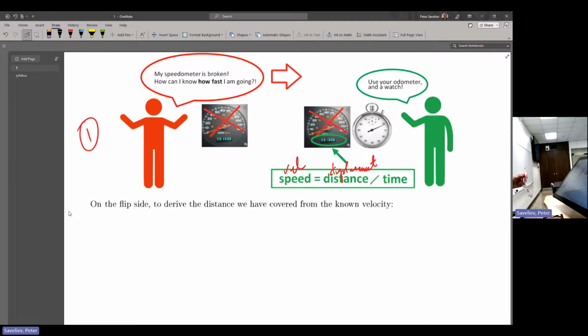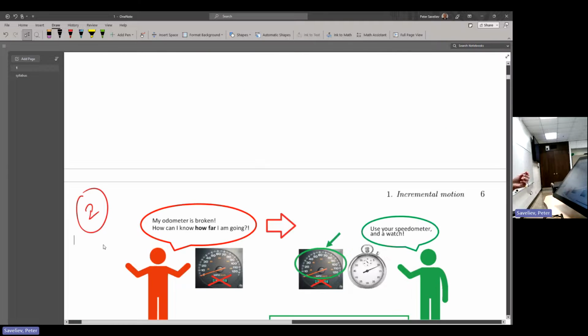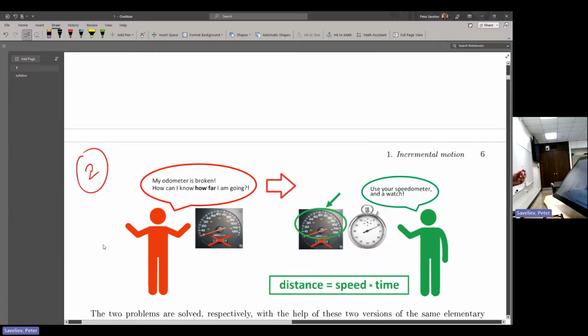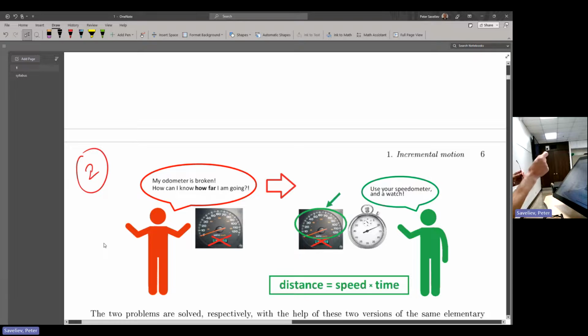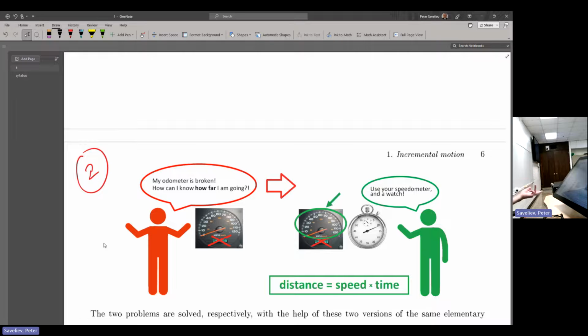And then number 2 is like an interval. It's the integral, right? So the missing part is summation. But once again, if we are interested in how much we have progressed during that period of time, we don't have to do addition. We just multiply. Once again, speed, velocity by time, and then we know how much we have progressed.